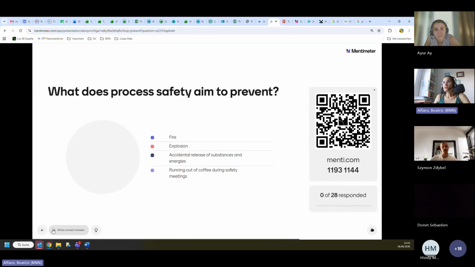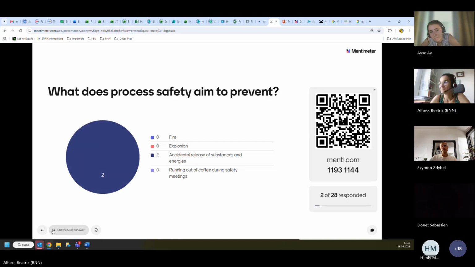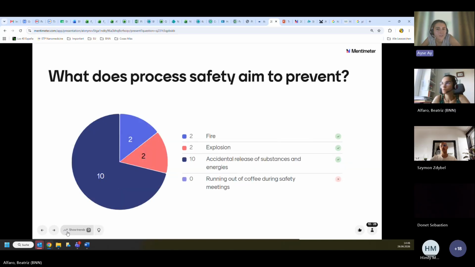We go to the next question. What does process safety aim to prevent? Different possibilities for answer: fire, explosion, accidental release of substances and energies, or running out of coffee during safety meetings. The process safety mainly aims to prevent fire, explosion, and accidental releases of substances and energies. So three of the options are correct. First three.